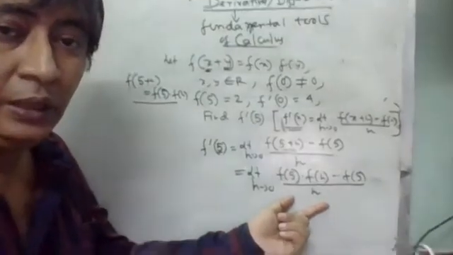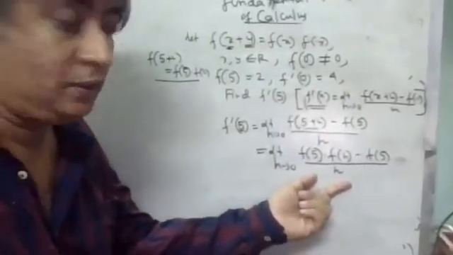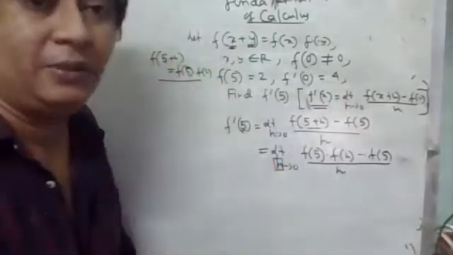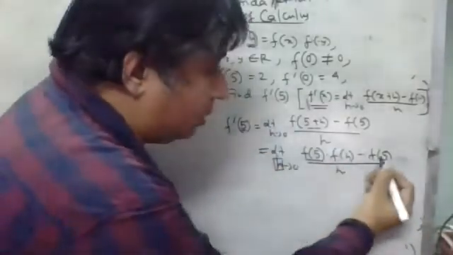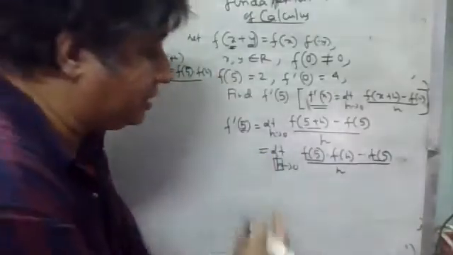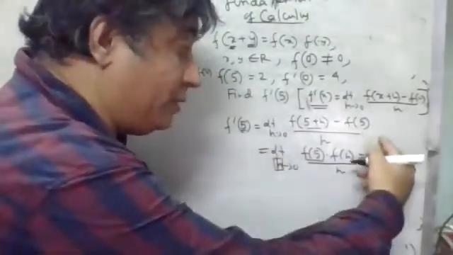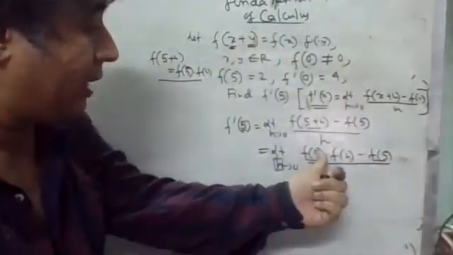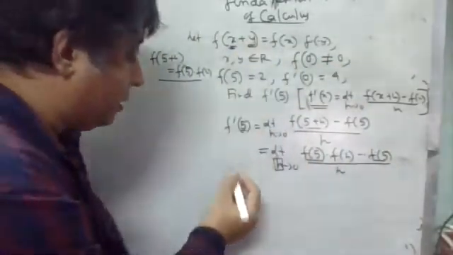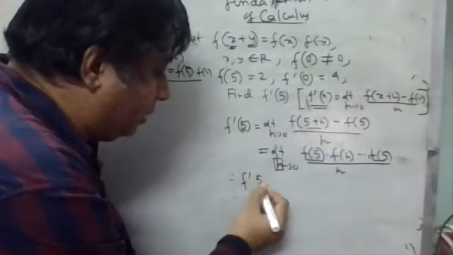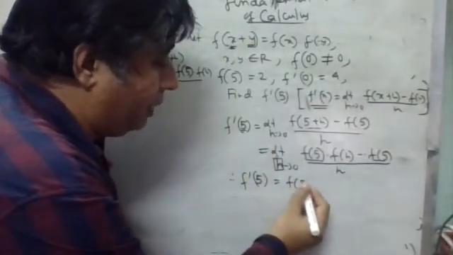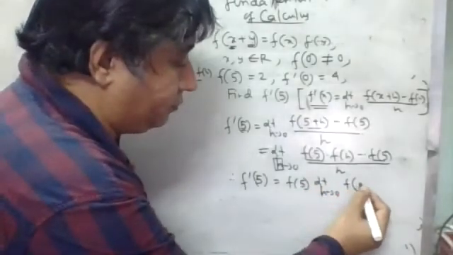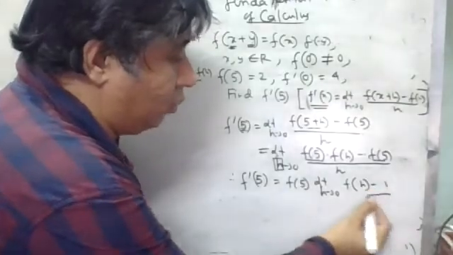Okay, see, here h tends to 0 given, so h is the variable, so this part will be considered as constant term. So you have done limit, that constant part will be taken common and will be brought out of the limit. Therefore f dash 5 will be f(5) into limit h tends to 0 (f(h) minus 1) by h.